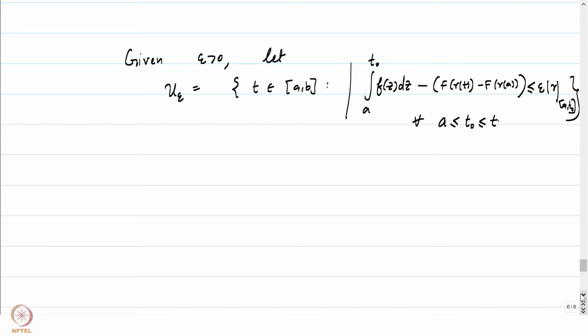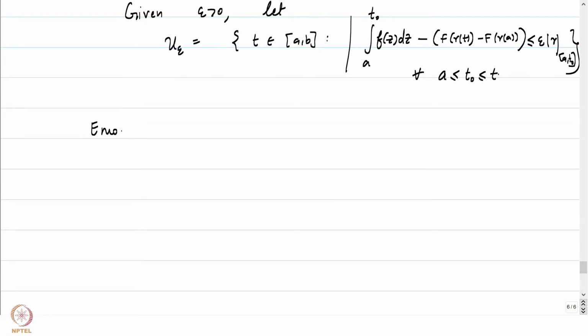We will prove that the set U epsilon is both open and closed at the same time, and since a belongs to U epsilon, it is non-empty as well, and by invoking the connectedness of the closed interval [a,b], we will be able to conclude that U epsilon is equal to the entire closed set [a,b]. And our choice of epsilon is arbitrary, and because of that we will be able to get that the integral from a to b of f(z) dz, and f(gamma(b)) minus f(gamma(a)) are arbitrarily close, and then we would be done. So it is enough to show that U epsilon is both open and closed.